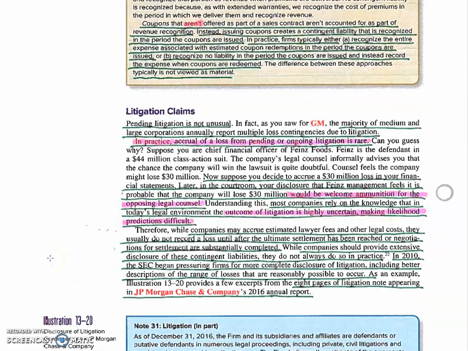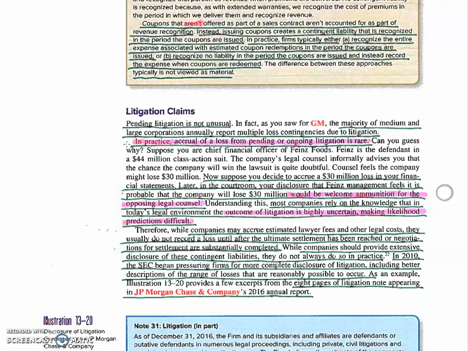Okay, litigation claims. In theory, litigation claims should be handled exactly as any other contingency. You should look at whether the loss from the outcome is probable, reasonably possible, or remote, and then record the liability accordingly. Now, as they point out here in your book, in practice, that pretty much never happens.